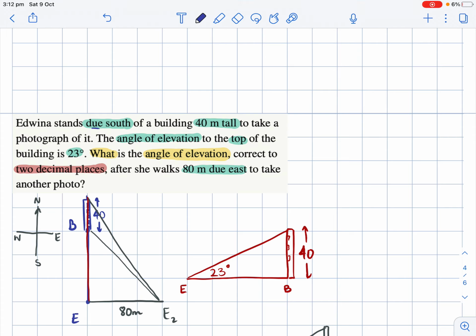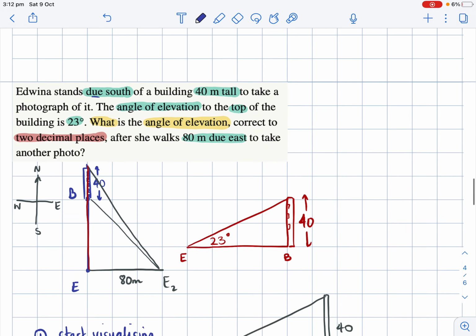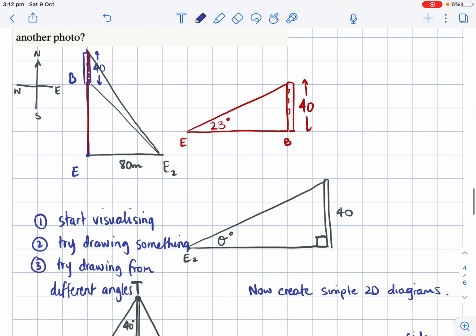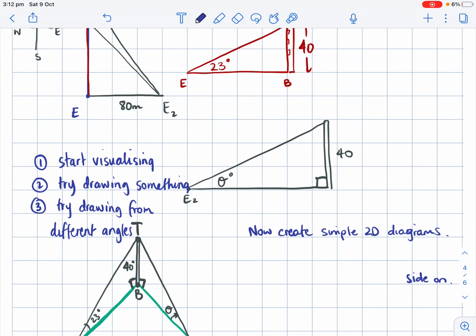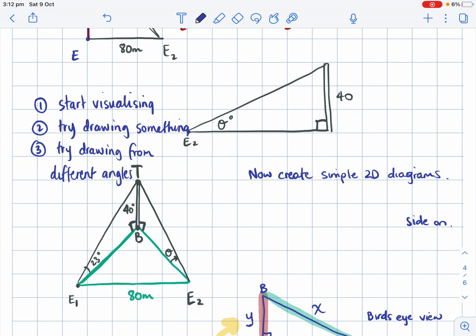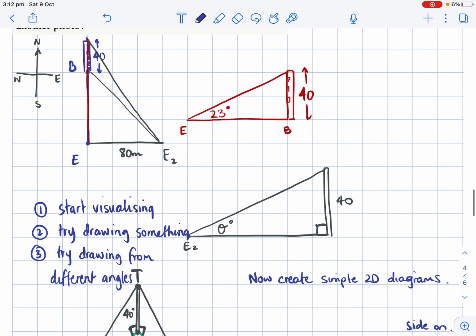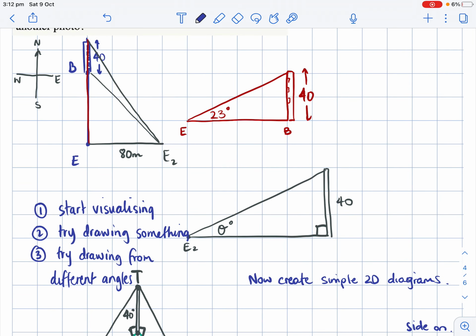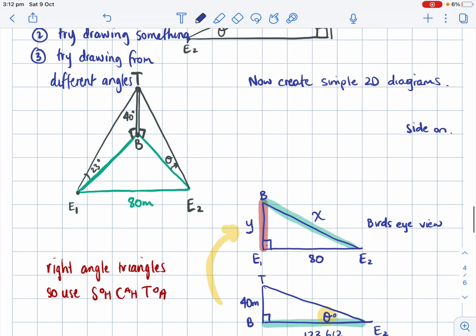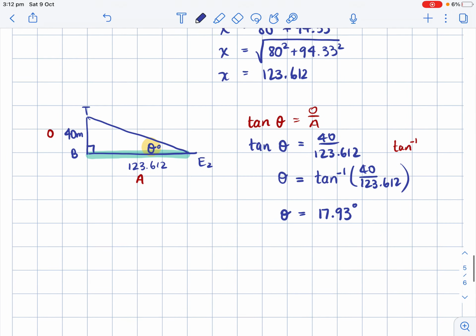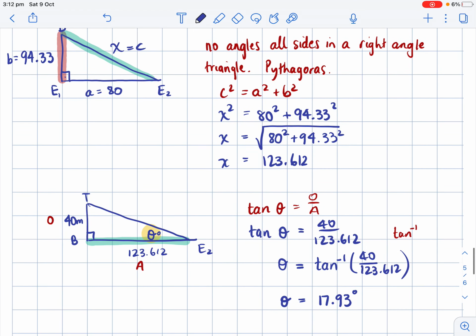Is it reasonable? Well, it's not bigger than 90 degrees. An angle of elevation wouldn't be bigger than 90 degrees. It wasn't some tiny decimal. The first angle of elevation was 23 degrees. For the second angle, if we've moved 80 meters to the side, it makes sense that that angle would be a little bit narrower, because we've moved sideways. So to be a little bit smaller than 23 and have an answer of 17.93 makes sense. It seems logical. So that is my final answer of 17.93 degrees.